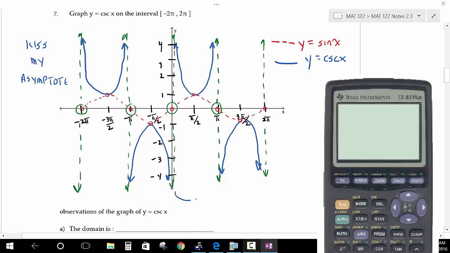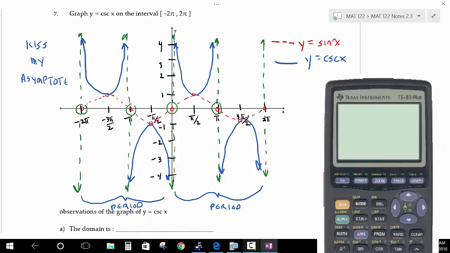So one of the things you're going to find is that right there would be a period, and then this would be the second period like that. So you can kind of think of basically the period being from 0 to 2 pi, so that period is going to be 2 pi.